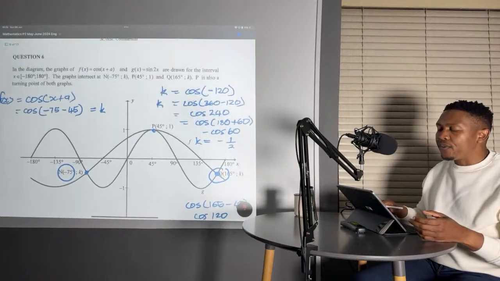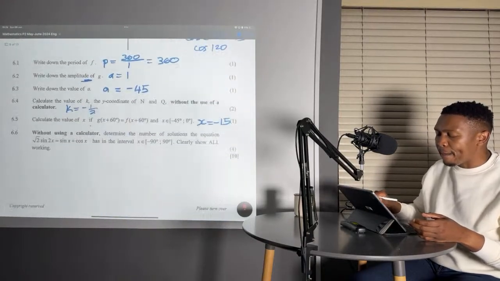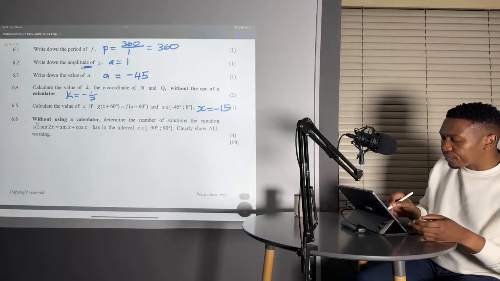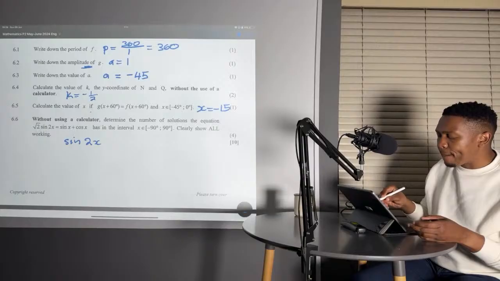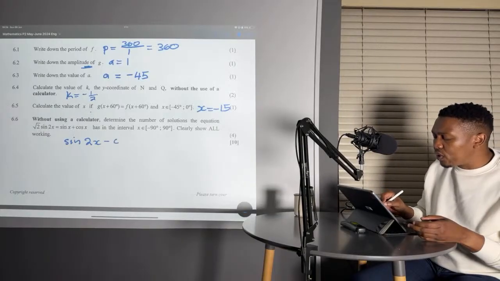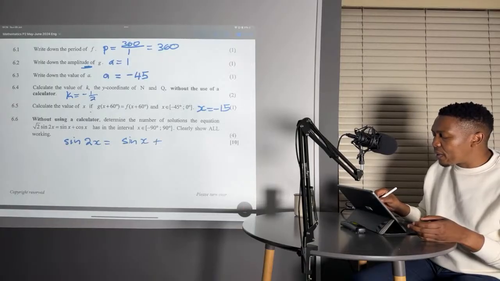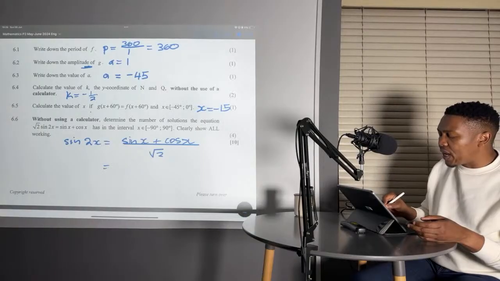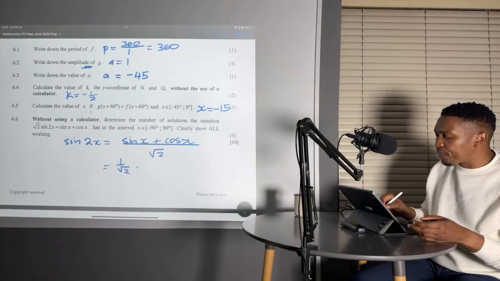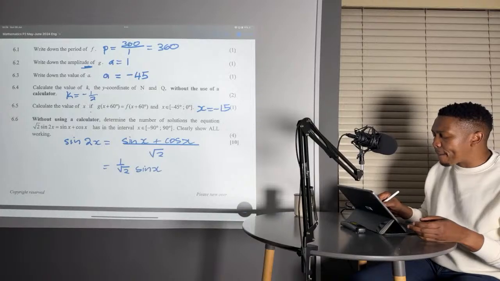So we already have the graph of sine 2x, right? So what I need to do is take my solution. Sine 2x is equal to sine x plus cos x, divided by root 2. Sorry, I'm rushing now for the sake of time. So this would be 1 over root 2 sine of x plus 1 over root 2.